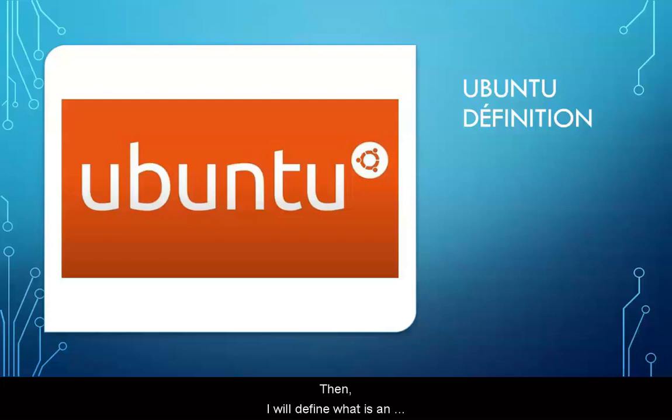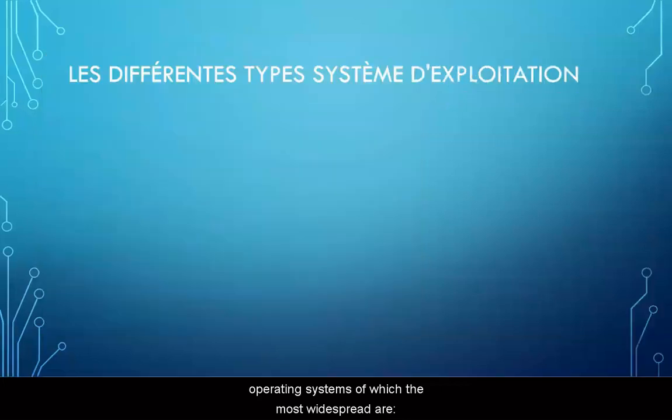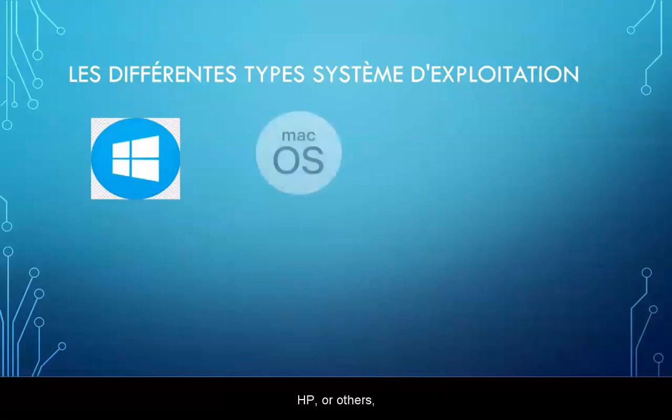Then, I will define what is an operating system. An operating system is a set of programs that allows to run and control a computer device. Of course, there are several types of operating systems, of which the most widespread is the Windows operating system. We have the PCs of kind Lenovo, HP, or others.